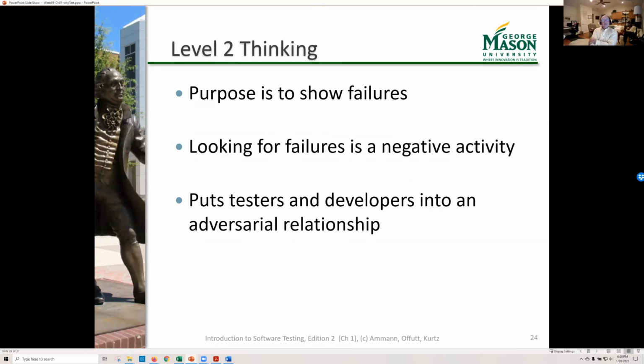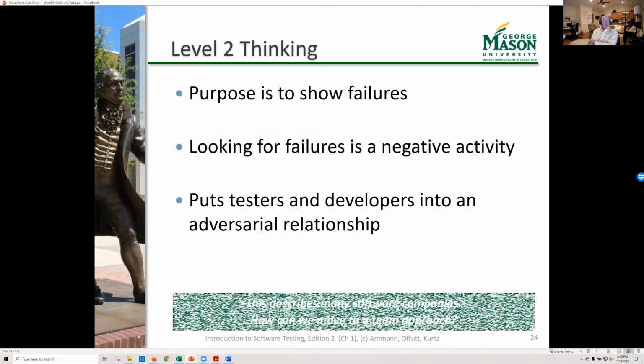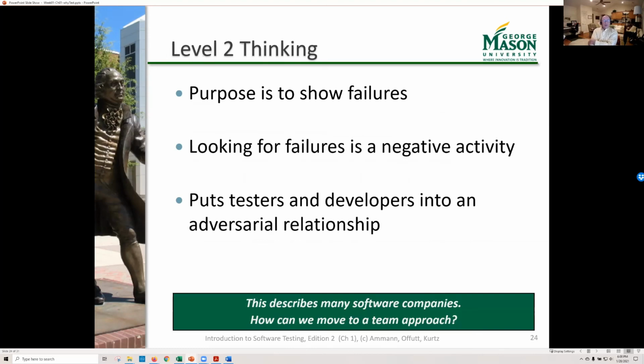Level 2, we're trying to show failures. As I said, looking for failures is a negative activity. Now we've got 2 opposing teams. They both hate each other's guts. Not a good place to be. However, this is how a lot of software companies work, and I've certainly spent many years working in this kind of environment.